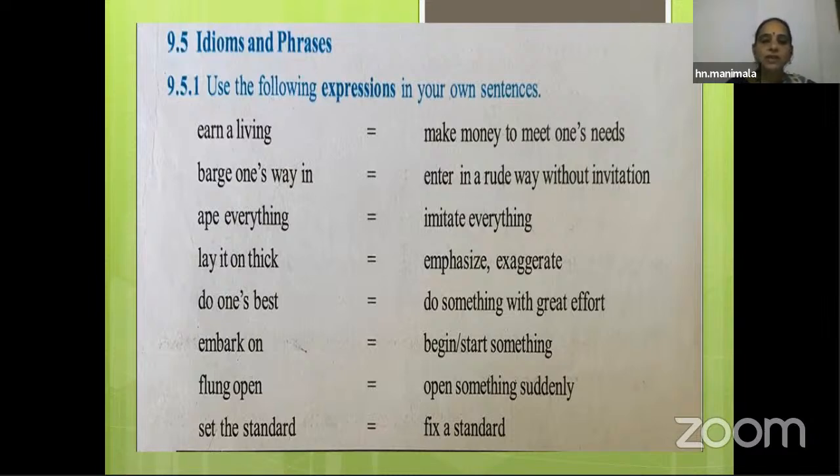So here, earn a living is a phrase, barge one's way in is a phrase, ape everything is a phrase, lay it on thick is an idiom. Do one's best, it's also a phrase. Embark on, start on, flung open. So these are all that. Now, what you have to do is, today the meanings are also given, you use them in your own sentences. That is the homework. Okay.